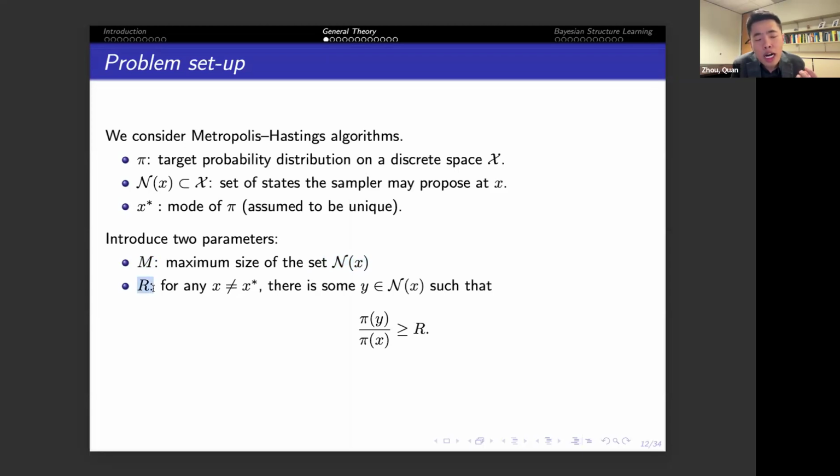And another parameter, which I call R, roughly speaking, can be interpreted as a measure of how unimodal your posterior distribution is. This R can be defined in such a way. For any x that is not equal to this x star, for any x that is not the mode of the posterior, there is some neighboring state, say y, such that pi(y) divided by pi(x) is greater than or equal to this parameter R. So basically, what I'm saying is that as long as I'm not at the global mode, then I will be able to pick some neighboring state y which is sufficiently good.